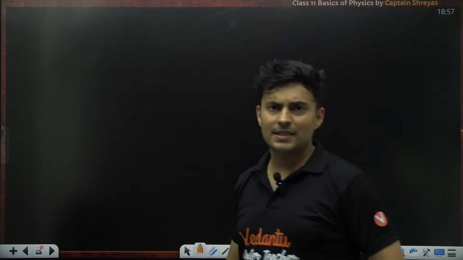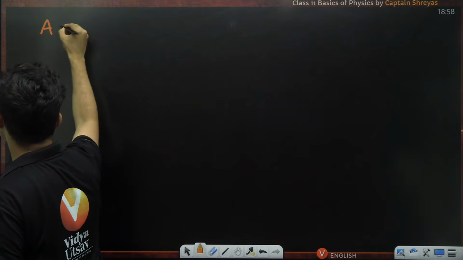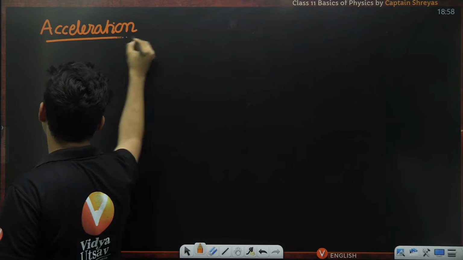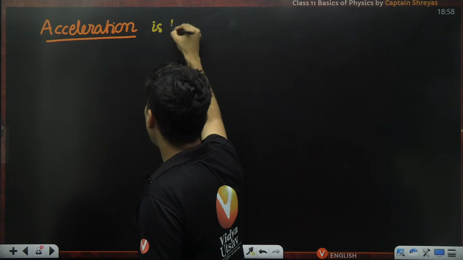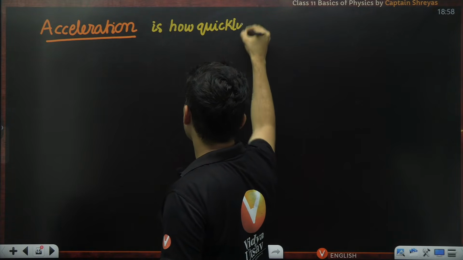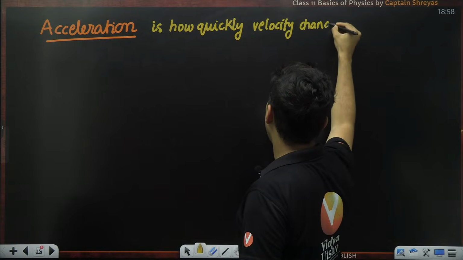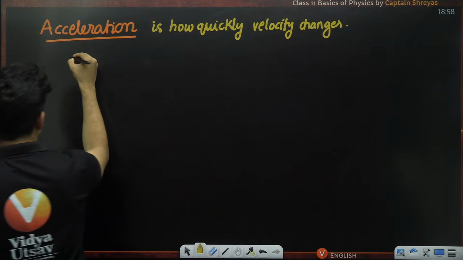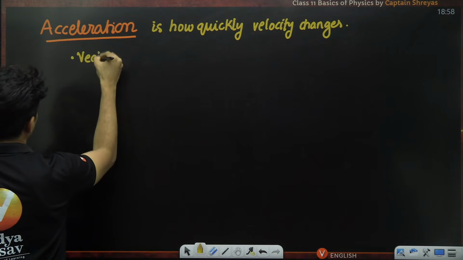Next. The next thing is how quickly the velocity changes, and that is nothing but your acceleration. Acceleration is how quickly velocity changes. So it's a scalar quantity. Sorry, my bad. It's a vector quantity.